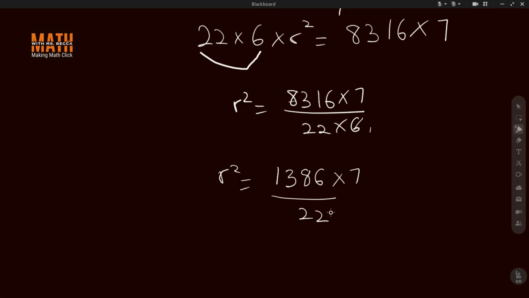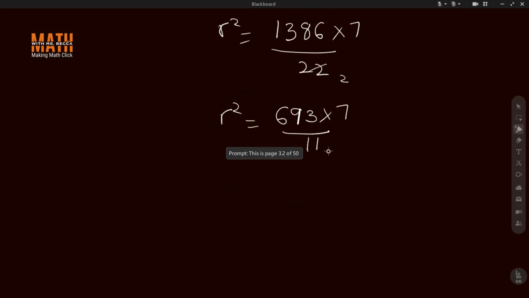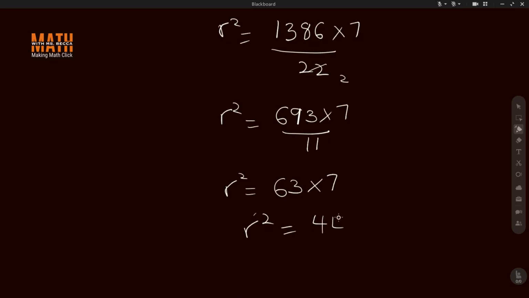Now we can solve further by dividing this by 2 just to simplify it, so that we have r squared will be equal to, 2 will go into 13, 6 times, remainder 1, into 18 9 times, and into 6 3 times, that is 693, times 7, then over 11. We divided this by 2, we cut by 2. Now we can divide further by 11, then we have 63 times 7. r squared will be equal to 441.